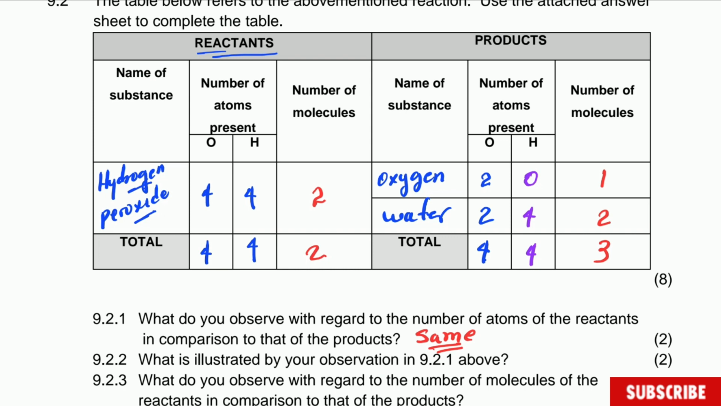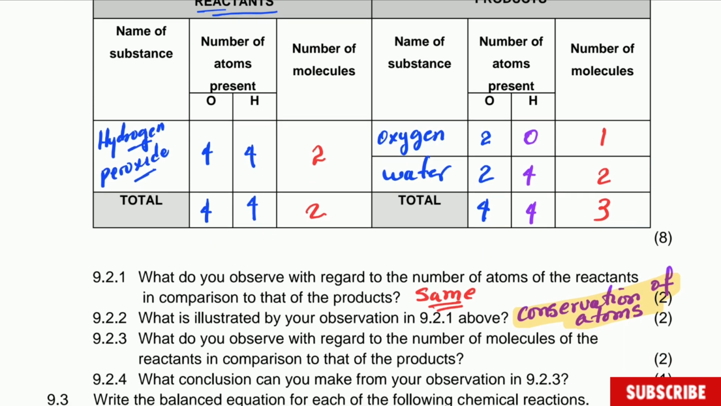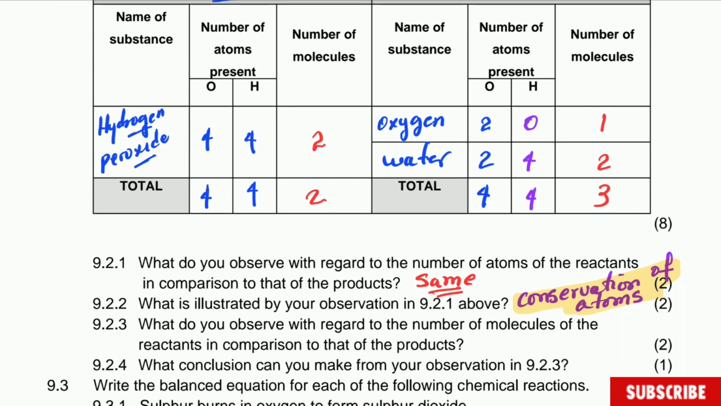Okay, what is illustrated by your observation in 9.2.1 above? There was conservation of atoms. The number of atoms stayed the same. What do you observe with regard to the number of molecules of reactants in comparison to the product? You can see that the number of molecules in the reactant is 2, but in the product is 3. So it's not the same number of molecules.